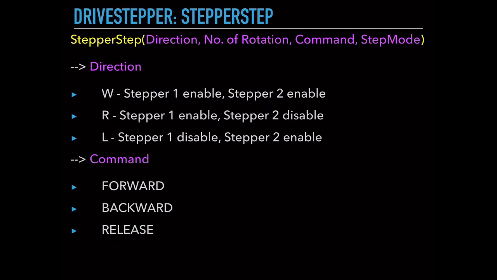Next is run the stepper. Before you run the stepper, SPI initialization has to be carried out. Here, the direction W will enable both steppers, and both steppers will run. If it is R, stepper 1 will be enabled and stepper 2 will be disabled, and if it is L, left side, stepper 1 won't run and stepper 2 will run.